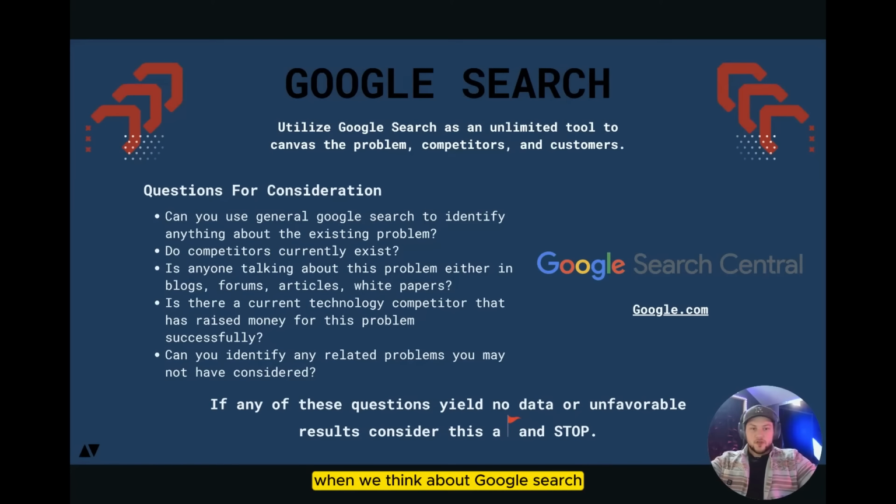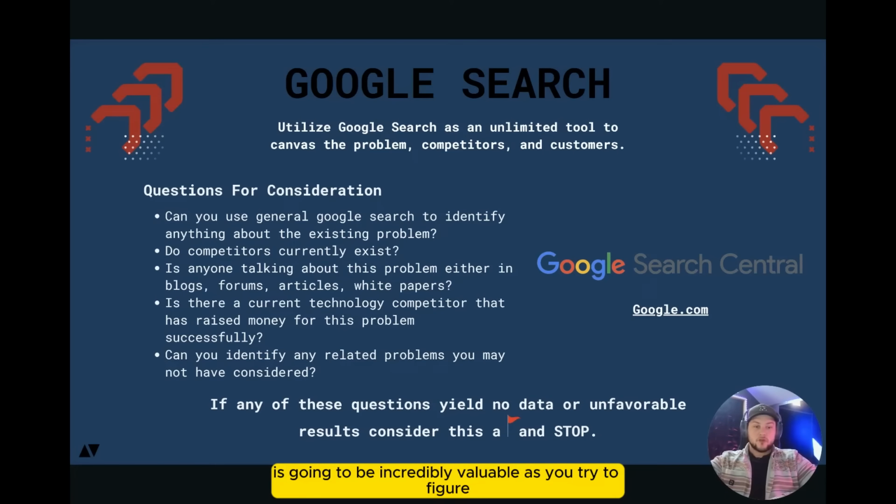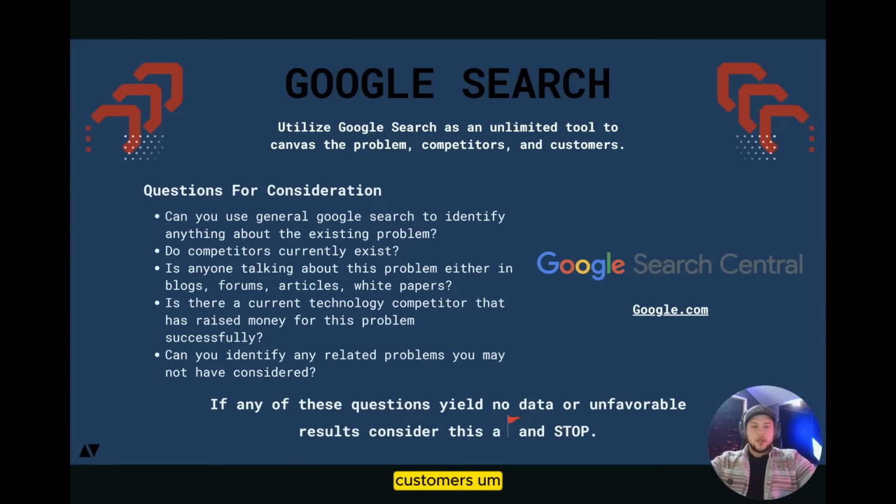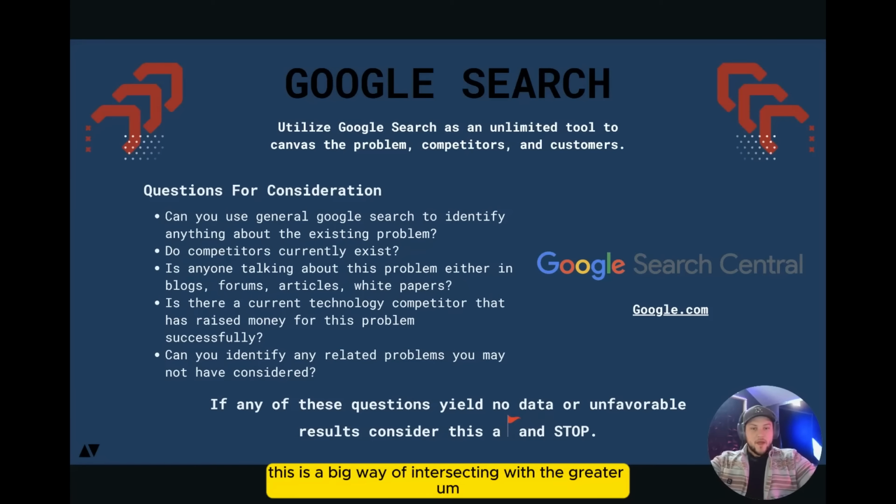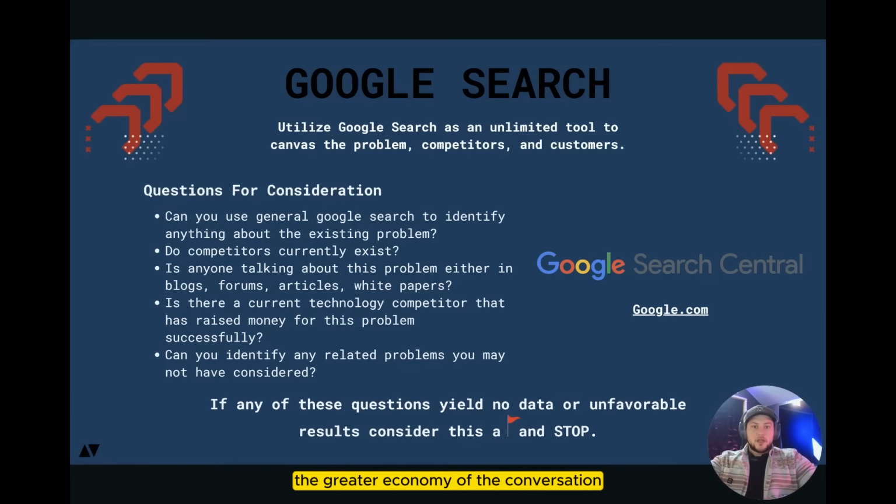When we think about Google search or any search platform, this can be DuckDuckGo or Bing or Yahoo, any traditional search platform is going to be incredibly valuable as you try to figure out the breadth of the problem that you aim to solve. This is going to be a great way of identifying competition, customers, the breadth of the problem that could be discussed throughout the media or over the news. This is a big way of intersecting with the greater economy of the conversation.